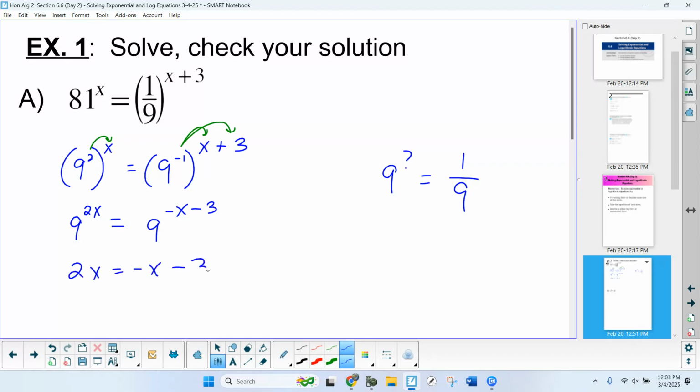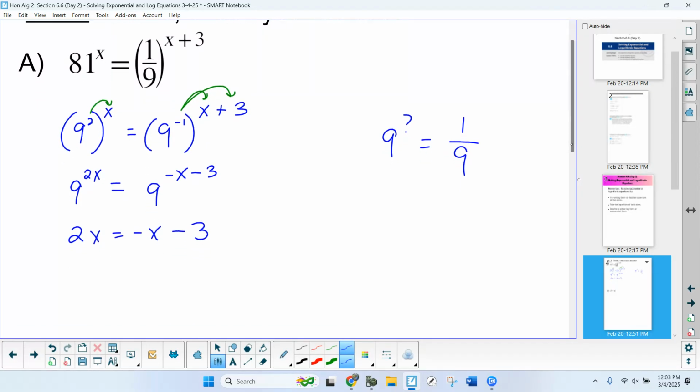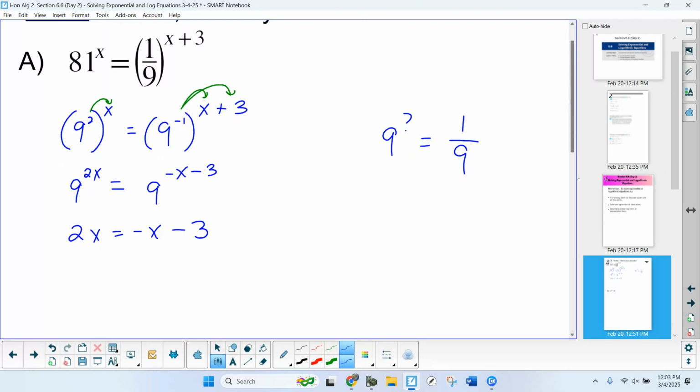And this is a linear equation, so what are you going to do? Add 1x. Add 1x, and when you do, what do you get? 3x equals -3. And what do you do to solve it? Divide by 3. And when you divide by 3, what do you get for x? -1. Now, we should check, and today in a few minutes, you'll see why.